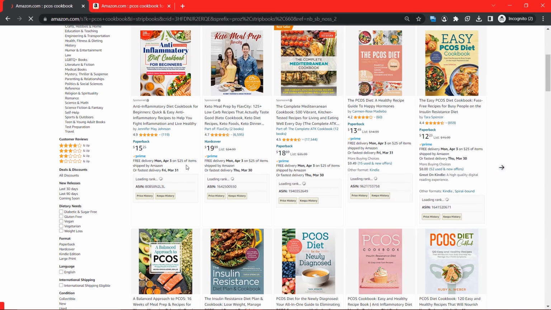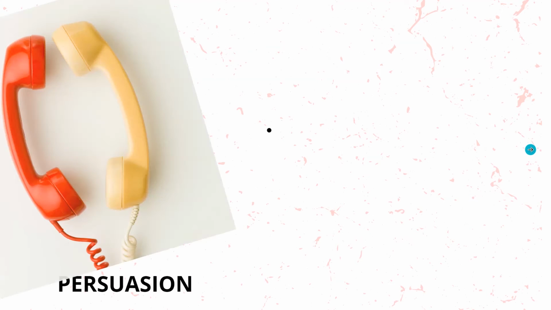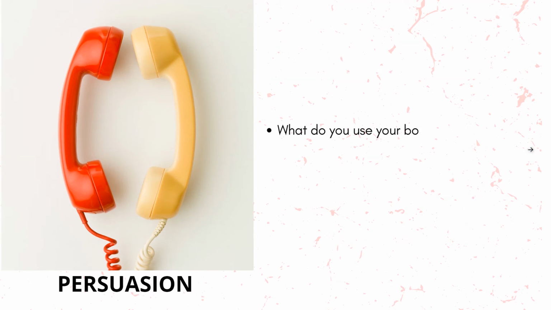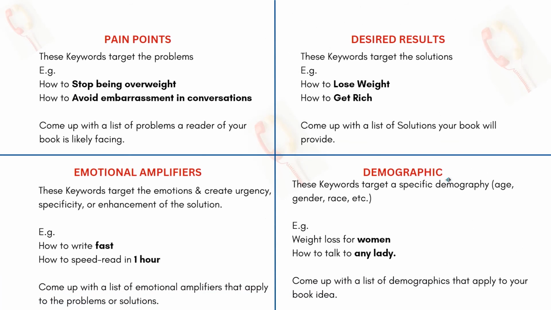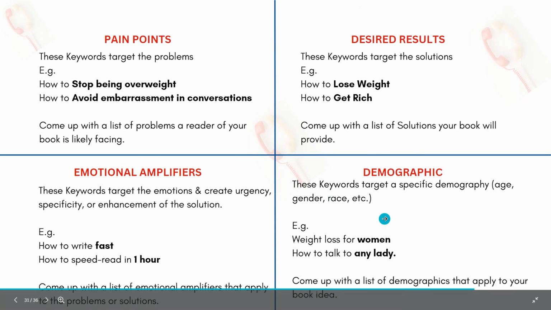Now back to our shopper theory. When the shopper comes here and clicks on, let's say, this book, the next thing that happens is that he goes to persuasion. What do you use your book description for? What do you tell your buyer with your book description? What does he encounter in your book description? What does he see? When it comes to book description, there are some things I want you to take note of.